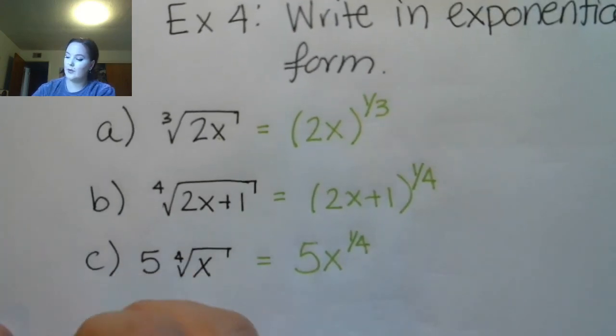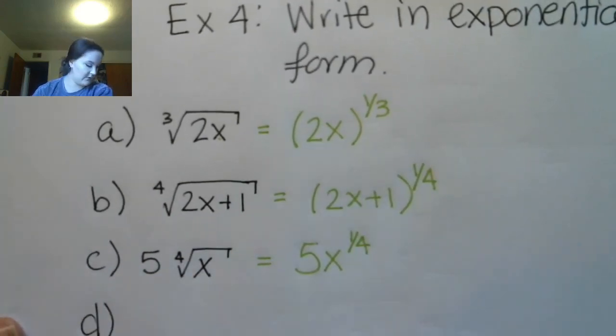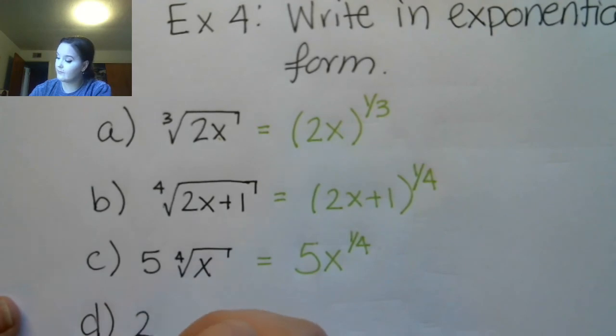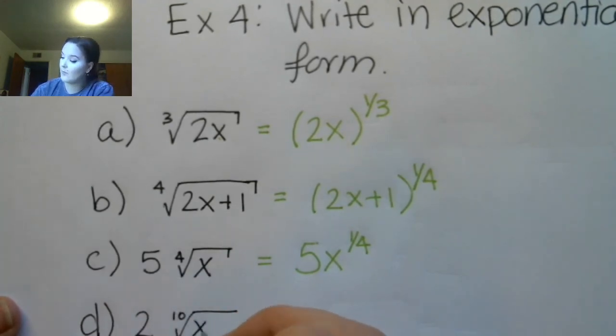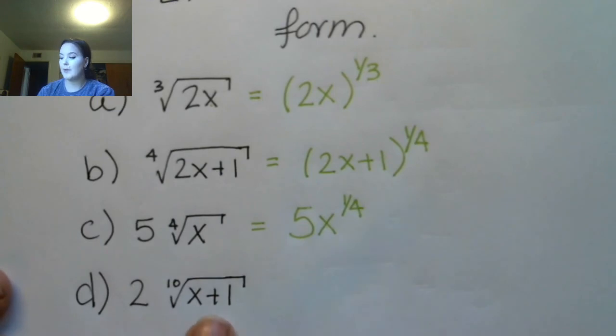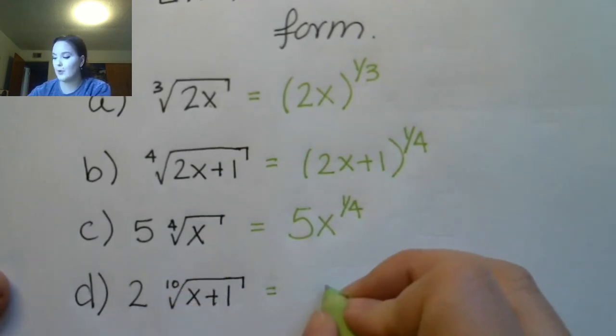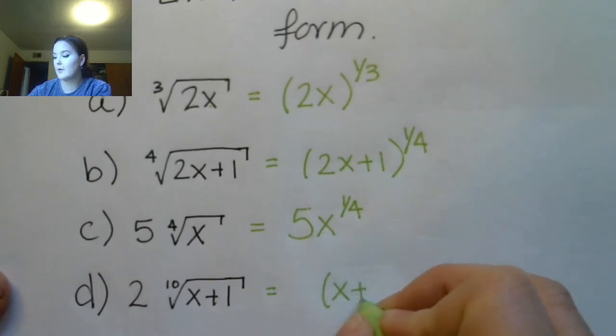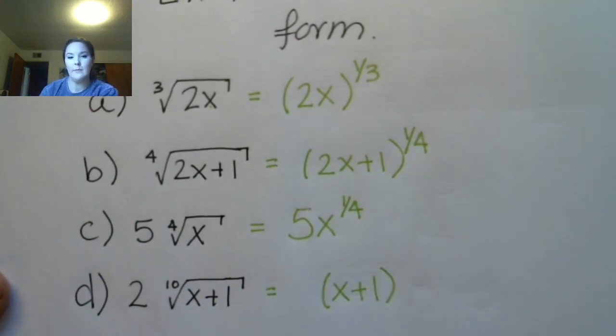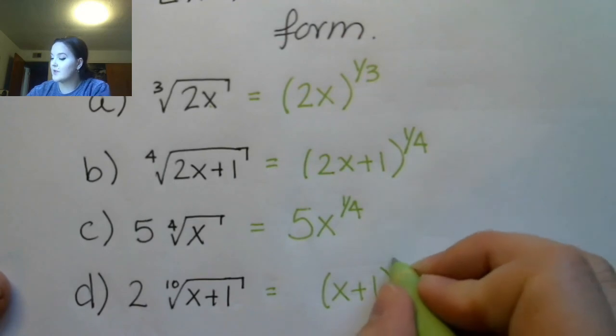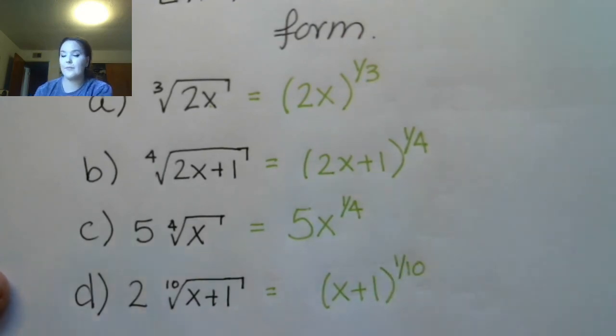One last example of this. I can see that my base here is x plus 1, and because there's more than one thing, I'm going to put parentheses. And the index becomes the denominator of my exponent.